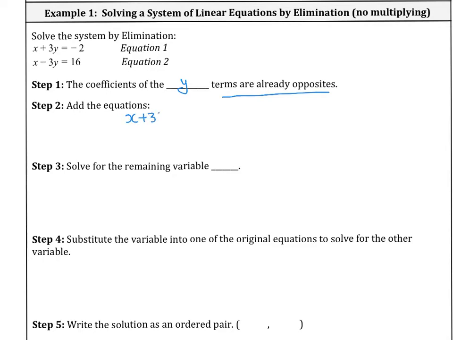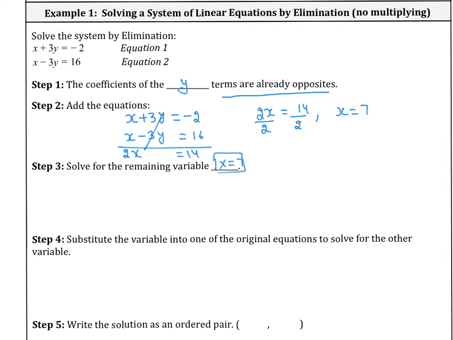So x plus 3y equals negative 2 and x minus 3y equals 16. When you add the two equations, the 3y and negative 3y cancel. You're going to get 2x equals 14. Now you divide by 2 on both sides, and you get x equals 7. Now you found x, and you're going to solve for the y variable.